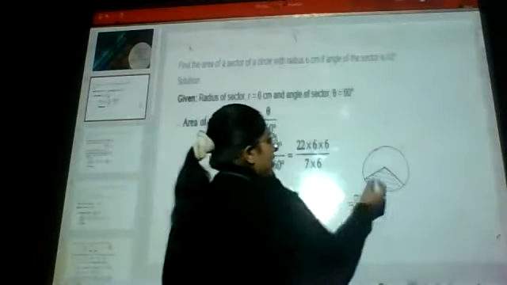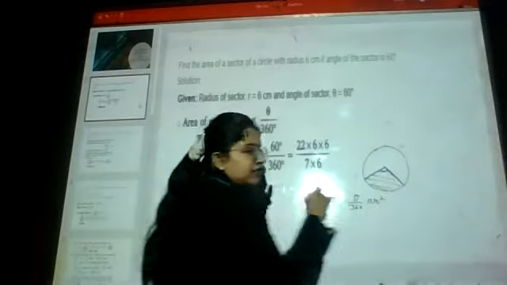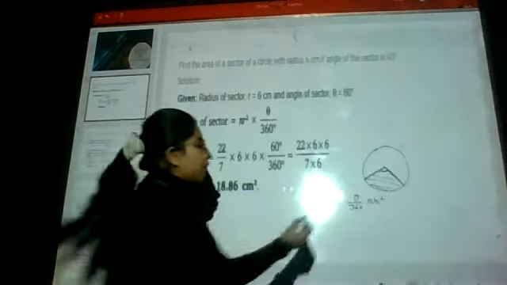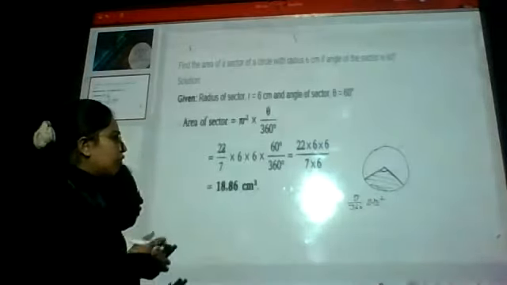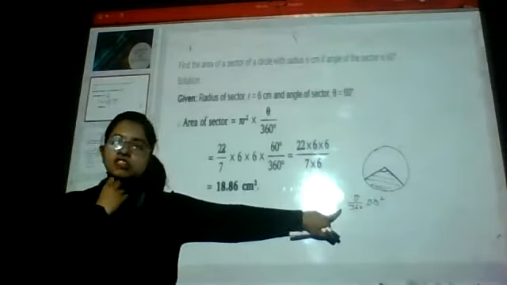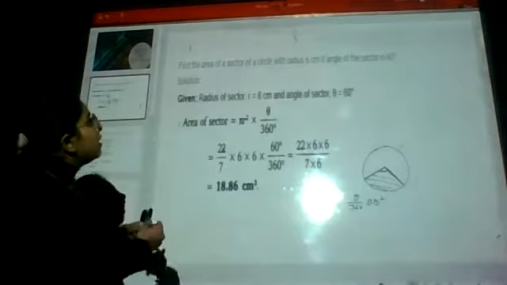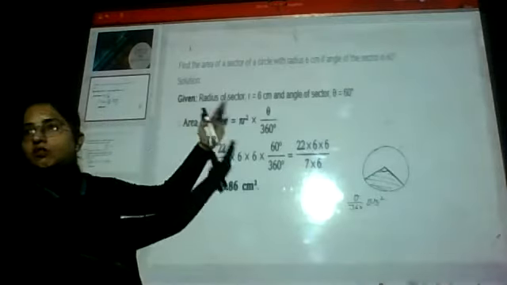And what is theta over here? The angle you will make over here, no? Angle between these two radii. This will be considered as theta upon 360 pi. Pi would be 22 by 7 or 3.14, and the radius will be given to you, or you have to find it. Yeah, this is called the sector of the circle. And the formula is this only. So on the basis of this formula, we will find the area of the sector.